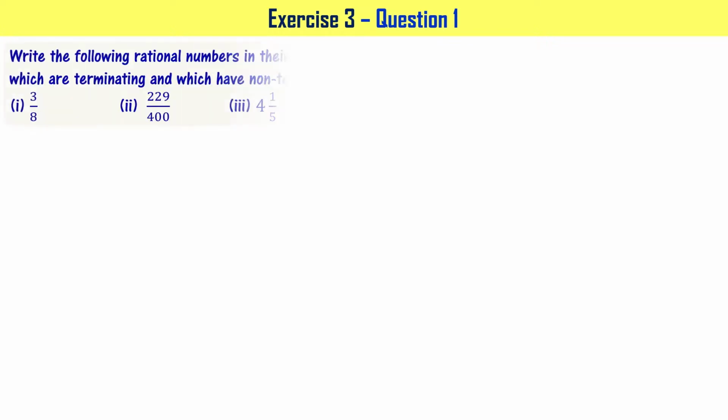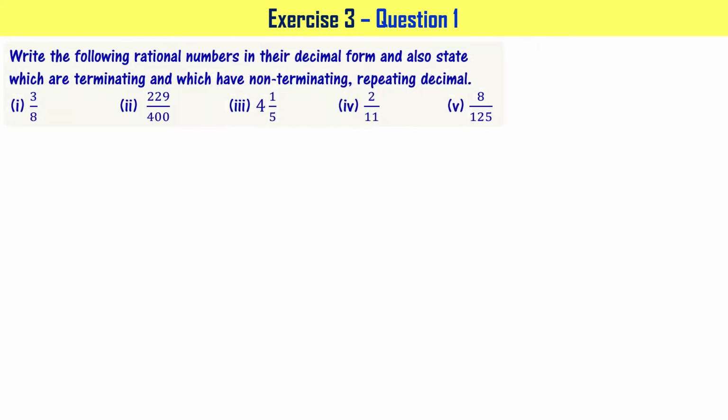Question number 1 is: write the following rational numbers in their decimal form and also state which are terminating and which have non-terminating repeating decimal. We are given a total of 5 rational numbers and we are asked to write these numbers in their decimal form and also state whether they are terminating decimals or non-terminating but repeating decimals. Got it? Let's start with the first problem, that is 3 by 8.